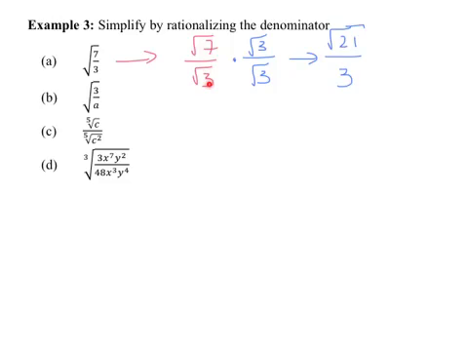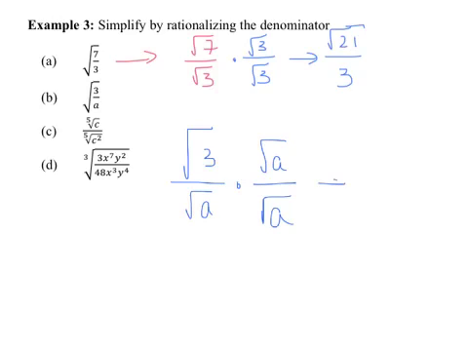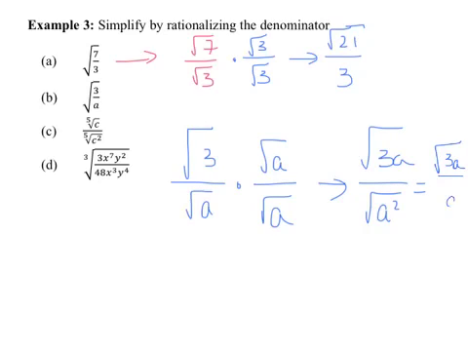How about part B? Part B, we have root 3 over a. So I'm going to write it as root 3 over root a, and I'll multiply by root a over root a, using part A as my template here. Well, this creates radical 3a over radical a squared. Now here, this actually simplifies to radical 3a over just a.